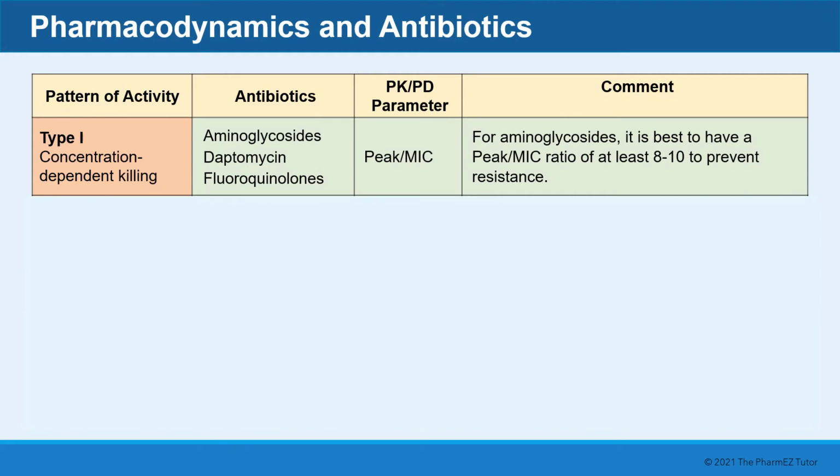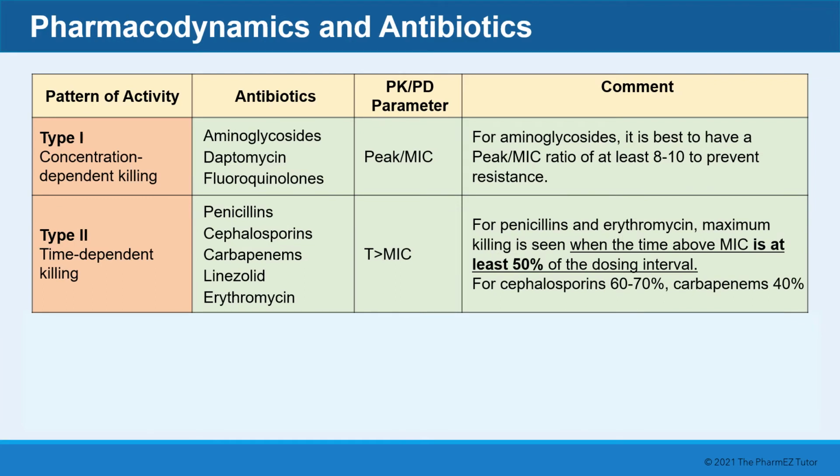The antibiotics that exhibit concentration-dependent killing are aminoglycosides, daptomycin, and the fluoroquinolones. For aminoglycosides, it's best to have a peak to MIC ratio of at least 8 to 10 to prevent resistance.